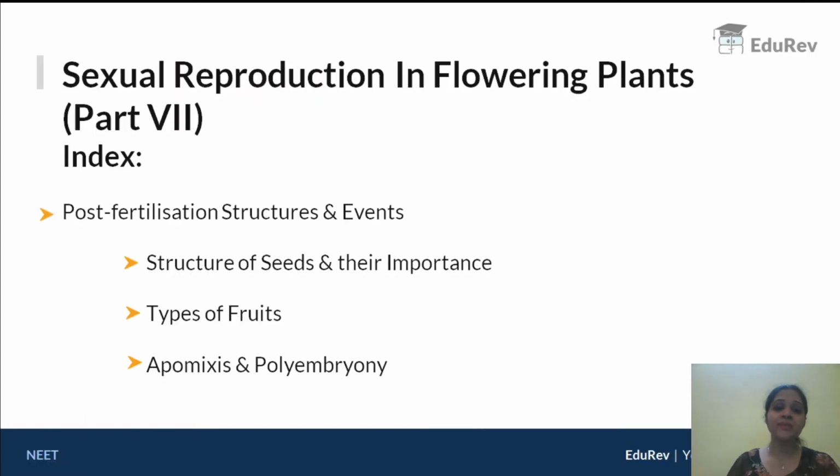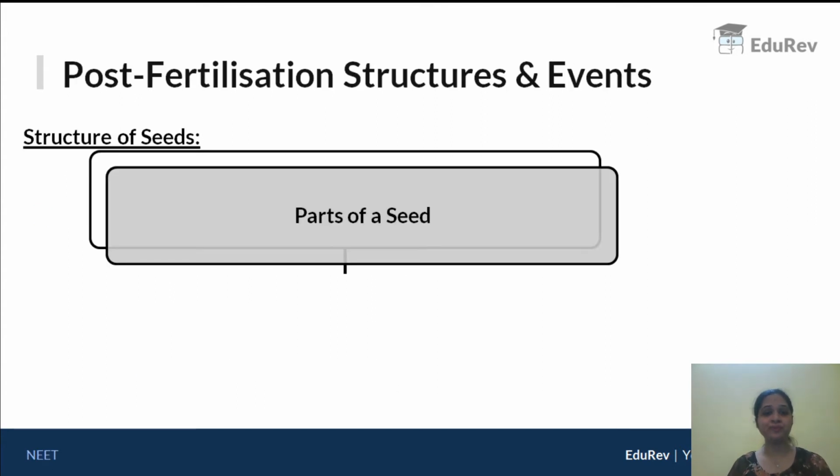The first, the structure of seeds and what is their importance. Okay, so what are the different types of seeds? The next is what are the different types of fruits and what is the concept of apomixis and polyembryony. So first of all, the structure of seeds.